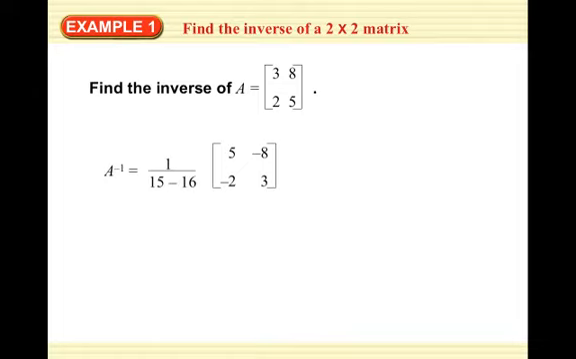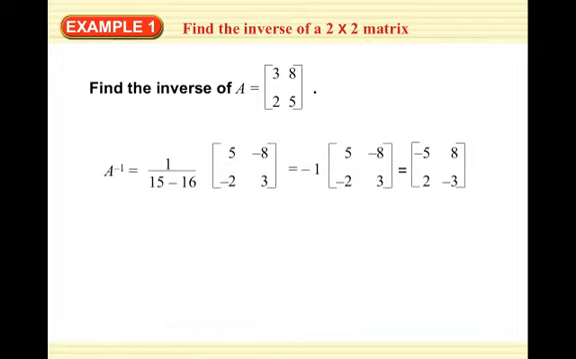And so using our formula, A inverse is going to equal 1 over AD minus BC. So AD is 3 times 5, so that gives us the 15, minus BC, that's going to be -2 times -8, and so that gives us the 16. And then we change the square matrix. We switch out the A and the D, and so 5 is going to be in the upper left-hand corner, and 3 is going to be in the lower right-hand corner. And then for the 8 and the 2, we just change the sign. So we have -8, -2.